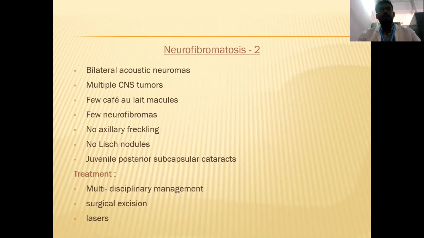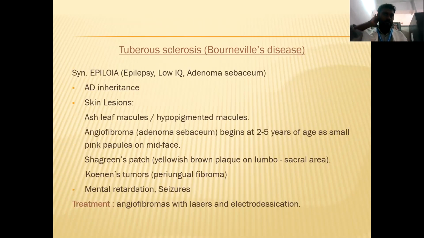Neurofibromatosis type 2, on the other hand, will present most predominantly with bilateral acoustic neuromas, and multiple CNS tumors can be seen as well, with very few cafe-au-lait macules and few neurofibromas, without any axillary freckling or Lisch nodules. Juvenile posterior subcapsular cataracts are common in neurofibromatosis type 2, and treatment is multidisciplinary. From the skin side, we can consider surgical excision of the symptomatic lesion and also lasers.